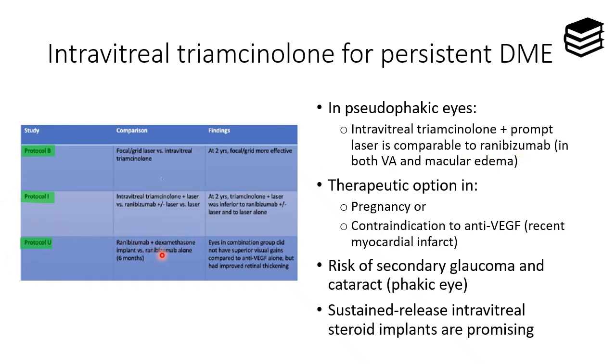Then protocol U, ranibizumab plus DEXA implant versus ranibizumab alone, 6 months. They showed that eyes in the combination group, that is people who received the dexamethasone implant, the steroid implant, in addition to ranibizumab injections, did not have any added advantage compared to people with ranibizumab alone. So just remember that it is the treatment of choice in cases of persistent DME and in pseudophakic eyes, and in pregnancy or when there is a contraindication to anti-VEGF, and off the record, I would also like to add, in patients who cannot afford.